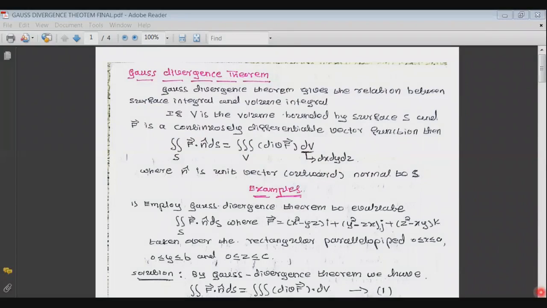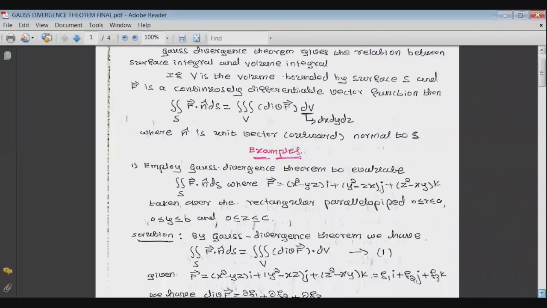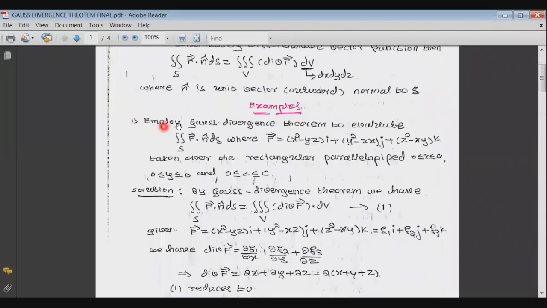The first example: employ Gauss divergence theorem to evaluate the double integration over the surface S of F bar dot n cap dS, where F bar is given by (x square minus yz) i plus (y square minus zx) j plus (z square minus xy) k, taken over the rectangular parallelepiped where x lies between 0 and a, y lies between 0 and b, and z lies between 0 and c.